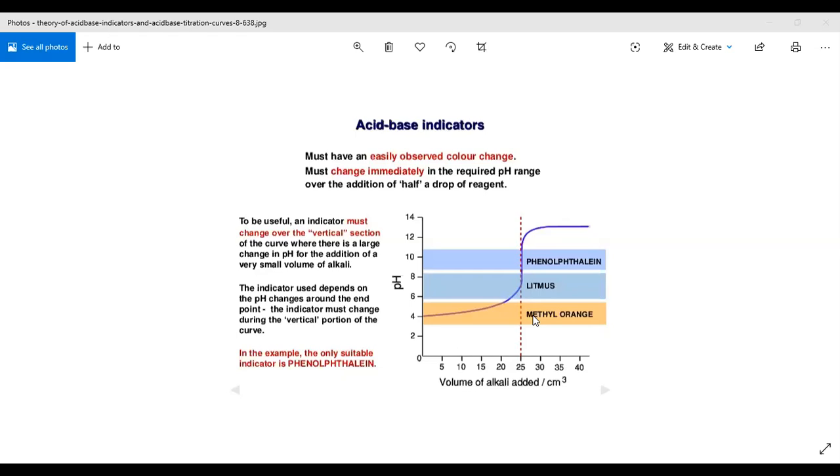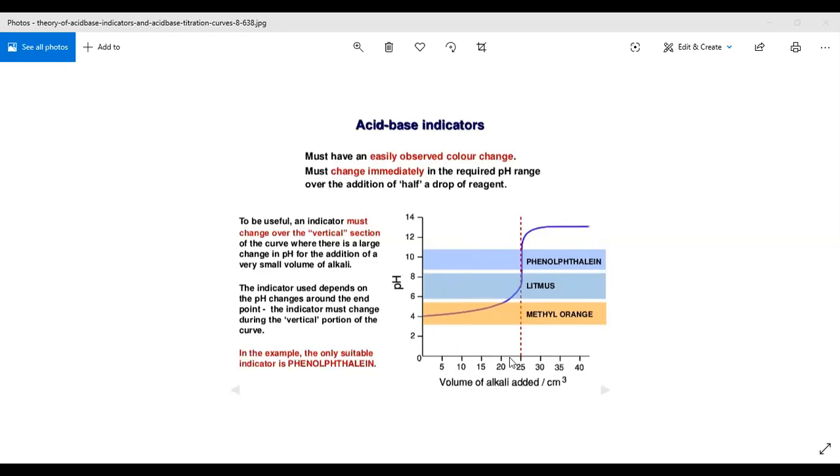Litmus, you can use for several purposes. See, the range is 6 to more than 8 in this figure. So you can use it for strong acid, strong base, or others also, okay? Methyl orange, however, you can use only when the equivalent point appears at lower pH. So if you're working with a strong acid and weak base, then you can use methyl orange. For the given diagram, the pH is in a higher range, higher than 7, so you can only use phenolphthalein. For this titration, phenolphthalein is the only suitable indicator.